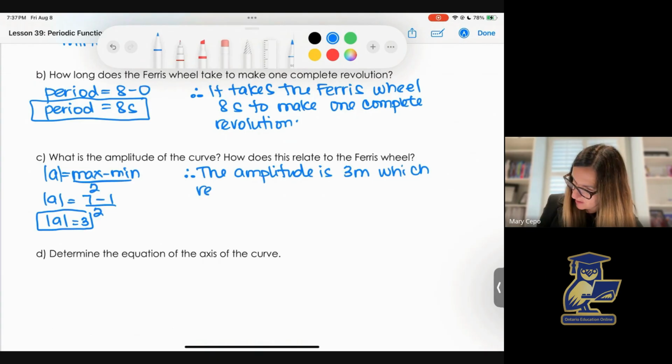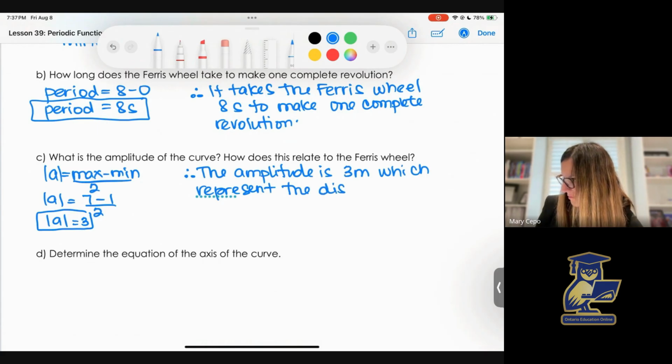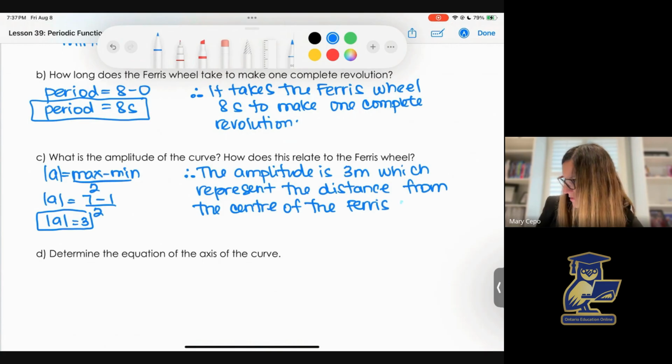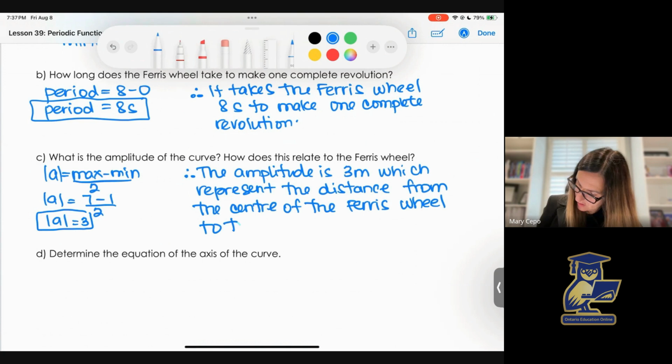Which represents the distance from the center of the Ferris wheel to the top or the bottom, the same distance.